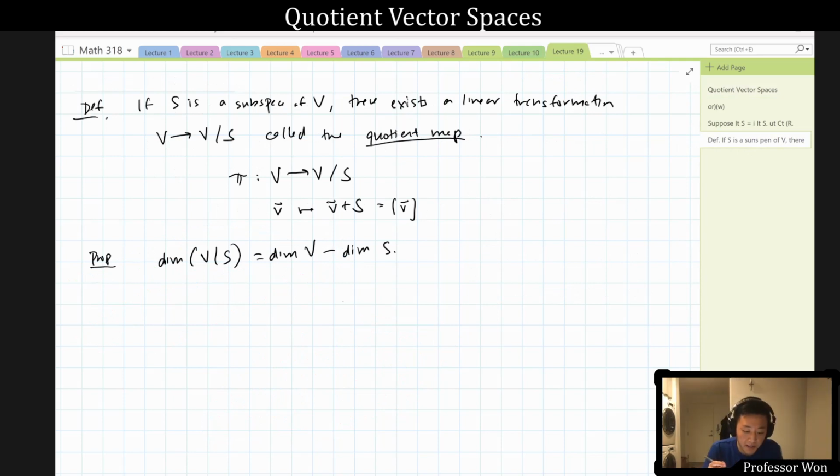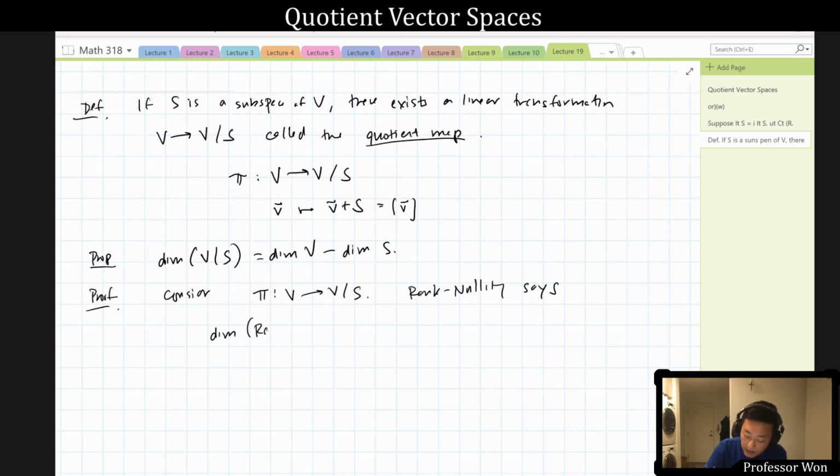Why does this follow from the rank nullity theorem? Well, what does the rank nullity theorem say? So consider the quotient map, pi from V to V mod S. What the rank nullity theorem says is that the dimension of the range of pi plus the dimension of the kernel of pi is equal to the dimension of V. This is one statement of the rank nullity theorem in terms of the range and kernel of linear maps.